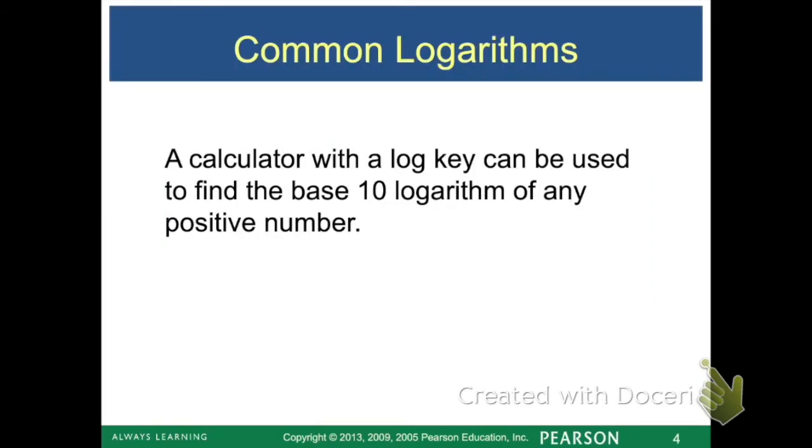Common logs are easy to use because your calculator has a log button on there, and anytime it's a common log or log base 10, we can use that log button. However, if your problem is like log base 2, then you cannot use that log button.